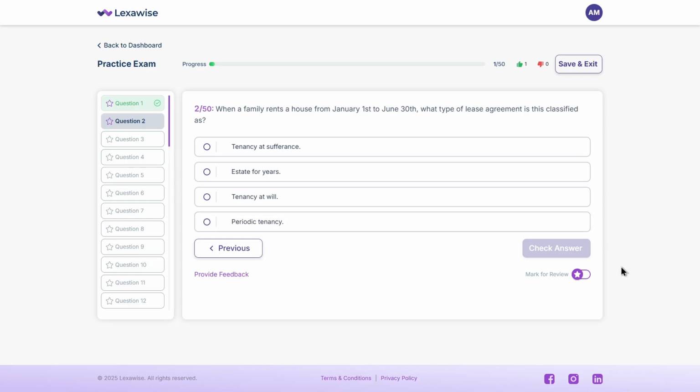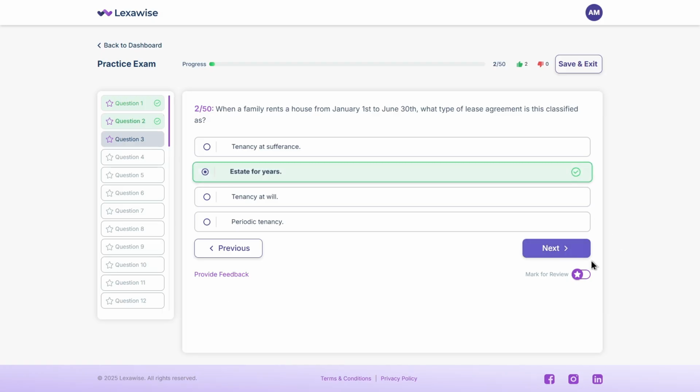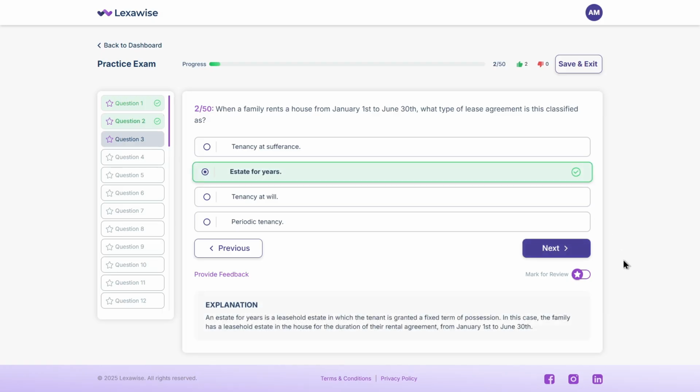The correct answer is B. Estate for years. That's because an estate for years always has a fixed start and end date, just like January 1st to June 30th in this case.